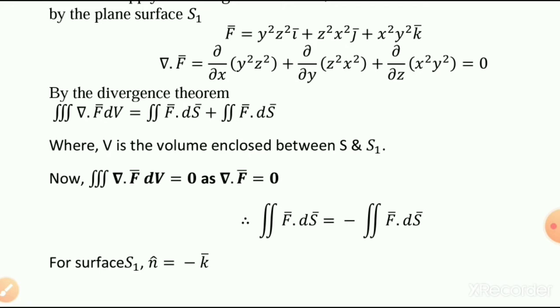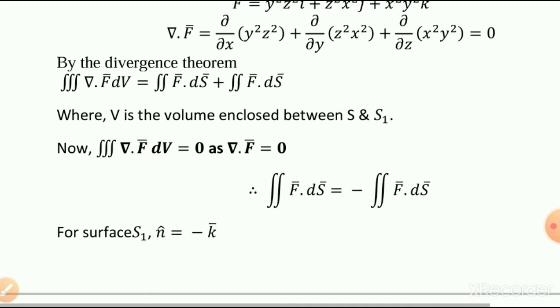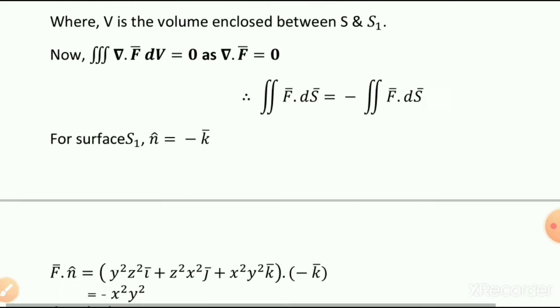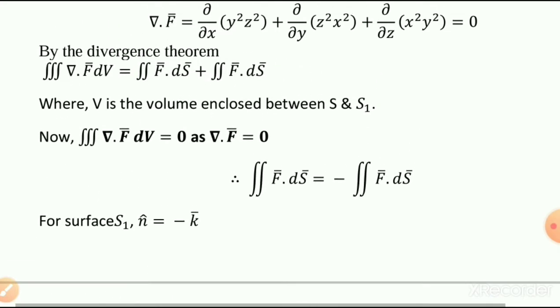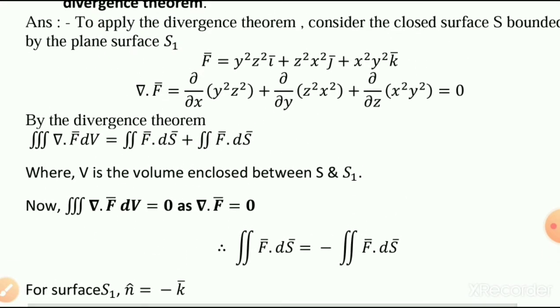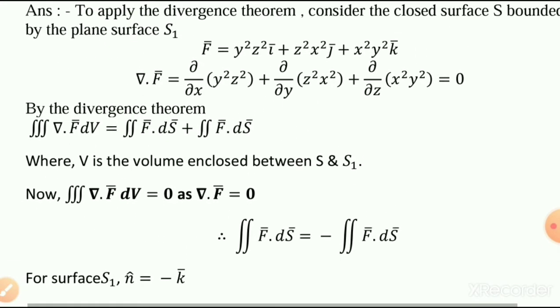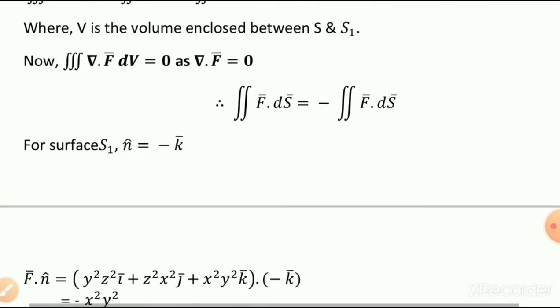Now as this part is equal to 0, the divergence of f bar is equal to 0, that means the LHS is equal to 0. Therefore the double integration of f bar dot dS bar over S is equal to minus the double integration of f bar dot dS bar over S1. Now for the surface S1, n cap is equal to minus k bar, because we are considering the plane surface S1 here.